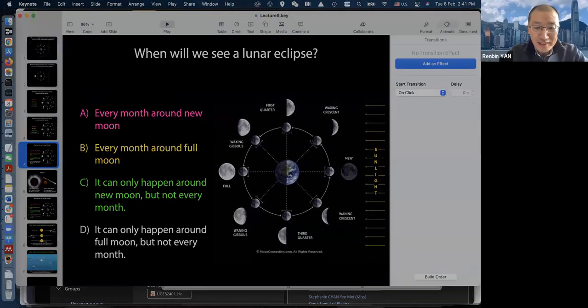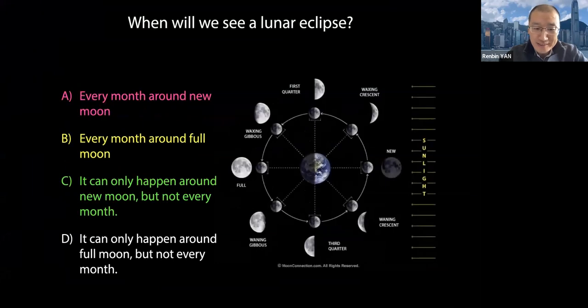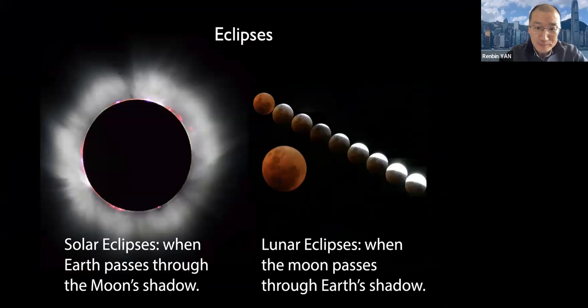When we see a lunar eclipse, we don't see it every month. We only see it occasionally, certainly not every month. The only time we can see it is when the moon is in the Earth's shadow, so it has to be on the opposite side of the orbit, away from the sun. And that is the position of the full moon. So today's lecture is about eclipses, and we are going to talk about lunar eclipses and solar eclipses.